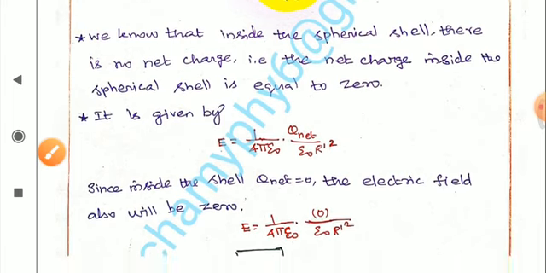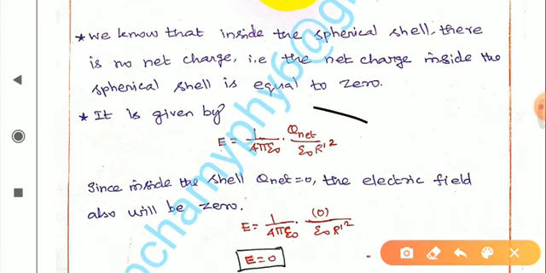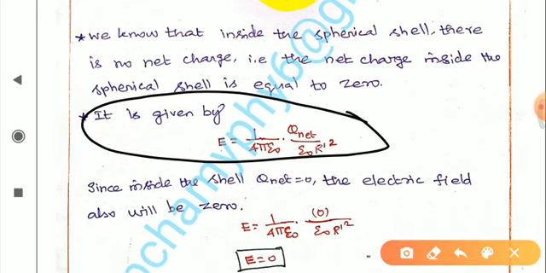Then what will be the electric field? Already we know the formula for the electric field due to the spherical shell, which is given by E is equal to 1 by 4 pi epsilon naught into Q net. Here we should not write epsilon naught. Please strike out this. Okay, here also you should not write. I am so sorry. Please strike out this. So 1 by 4 pi epsilon naught into Q net by r dash square.